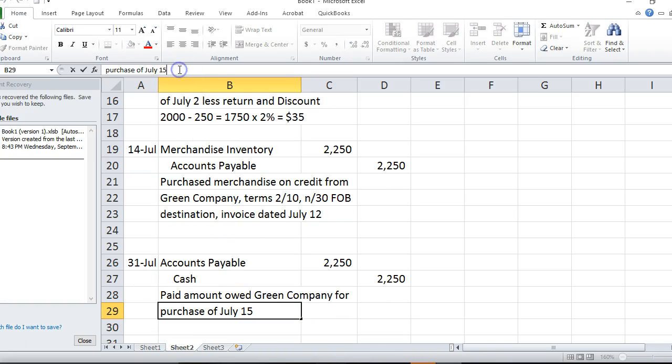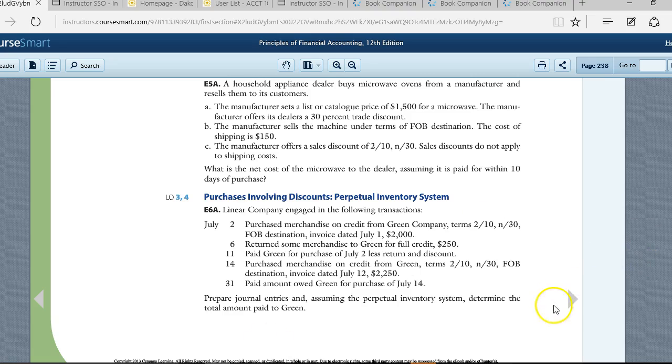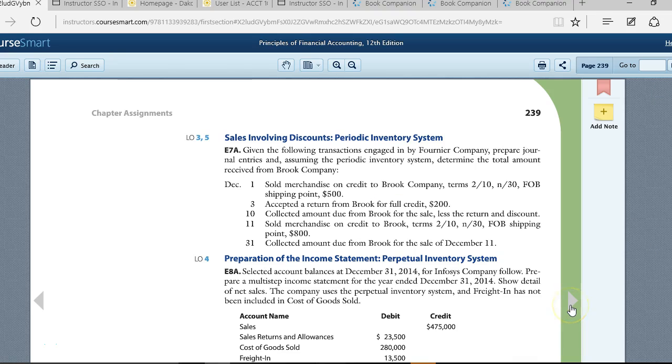Okay? Make sense? So there's an account called Purchase. Perfect. Yes. For the perpetual method, yes. Okay? How are you guys doing so far? Yes.